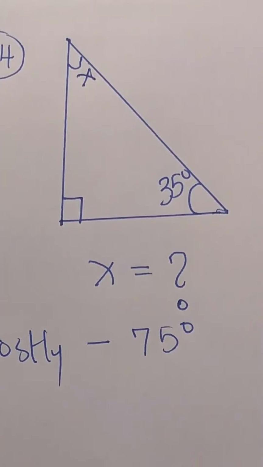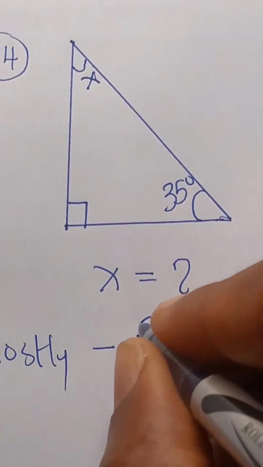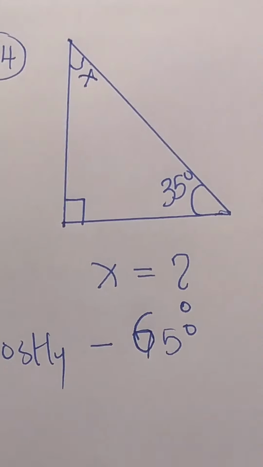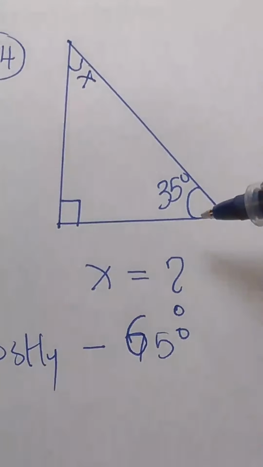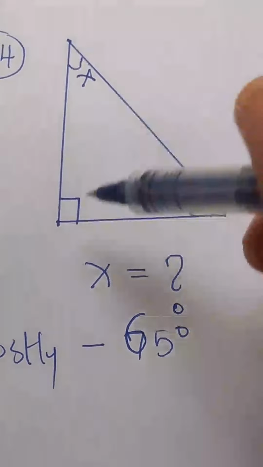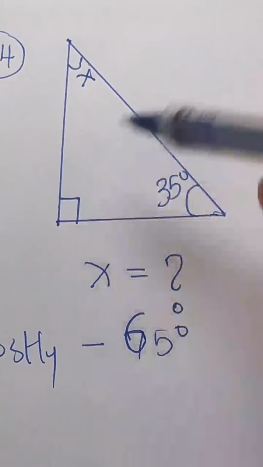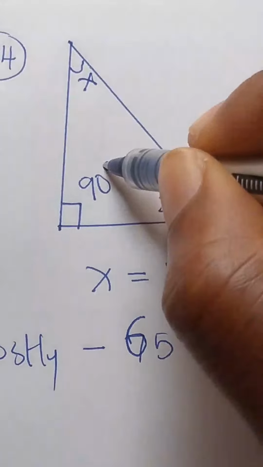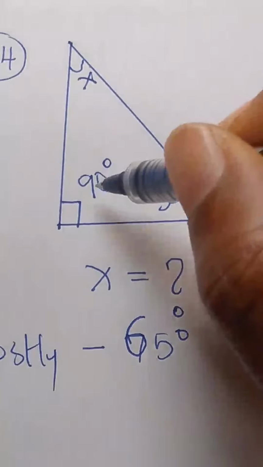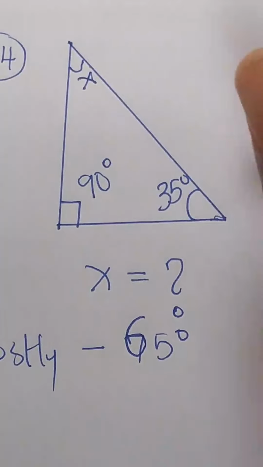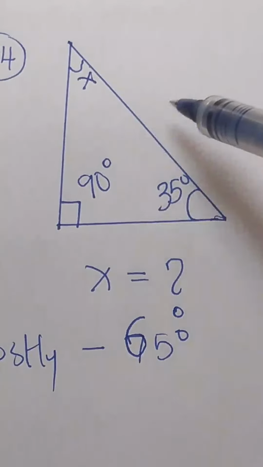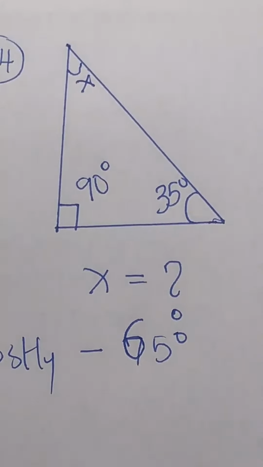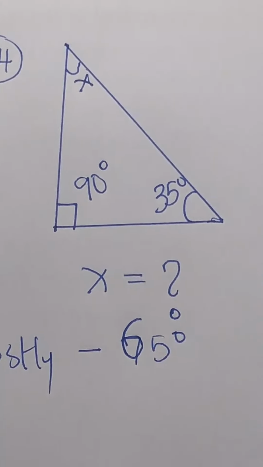No, change it to 65, please. Okay, 65 degree. All right, so let me quickly solve it. Now, this is not drawn to scale, but this sign here is the sign of 90 degree. So this is 90 degree. We are given 90 degree here, we have 35 degree, and we have x, and we're asked to find x. Now remember, angles in a triangle equal 180.